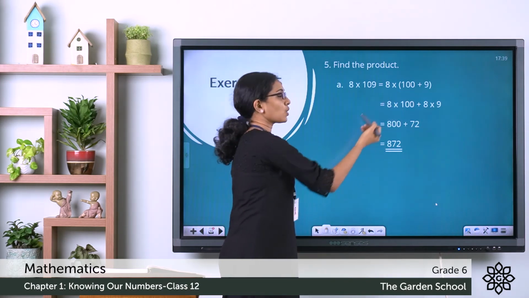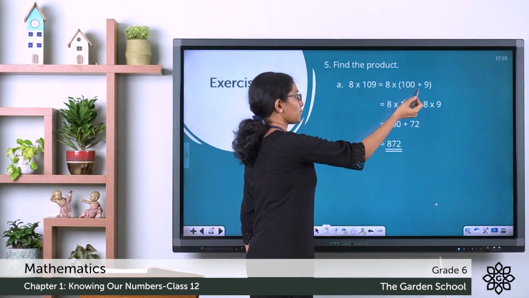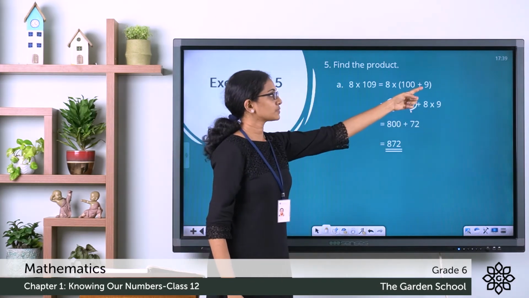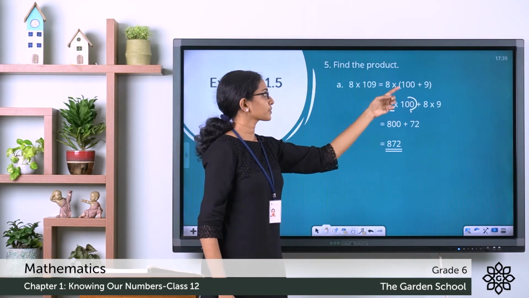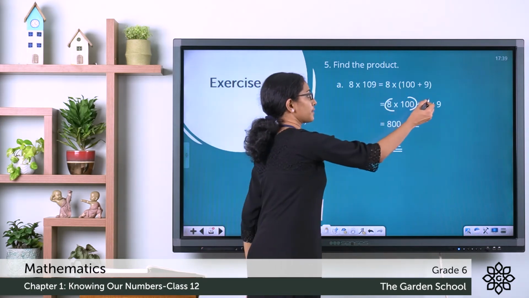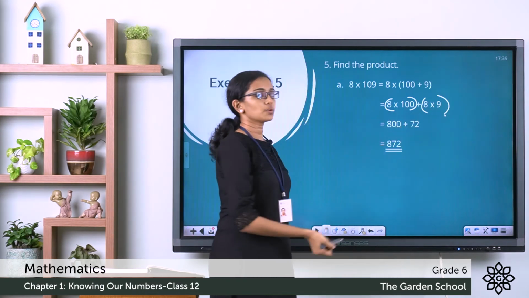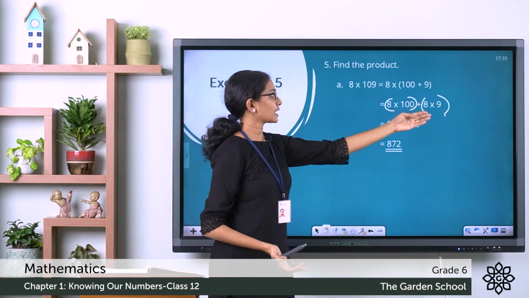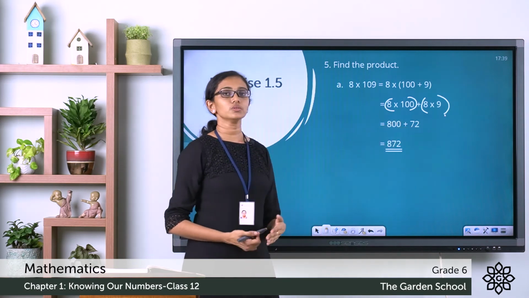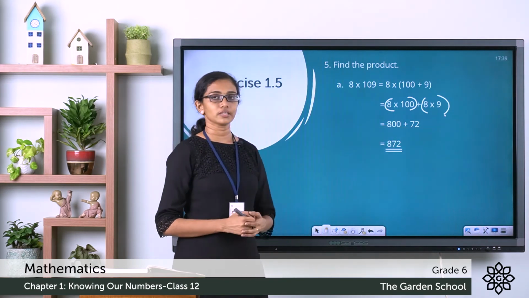So, here we are going to open the brackets, 8 into 100. So, we are going to put them in brackets again. Plus, since we have plus here, we are putting plus here. So, 8 into 100 plus 8 into 9. So, what is 8 into 100? 800 and 8 into 9 equals 72. So, 800 plus 72 which is equal to 872.